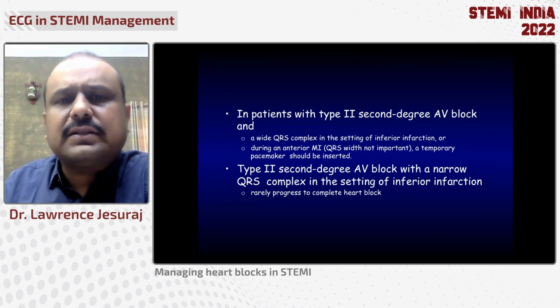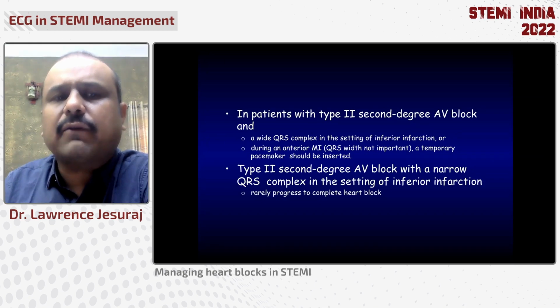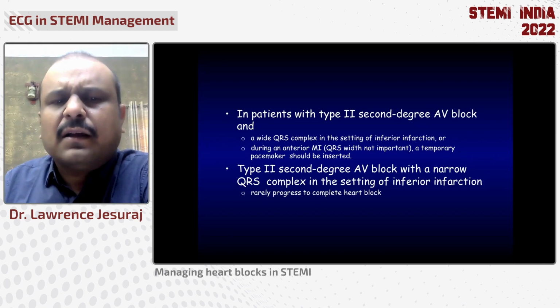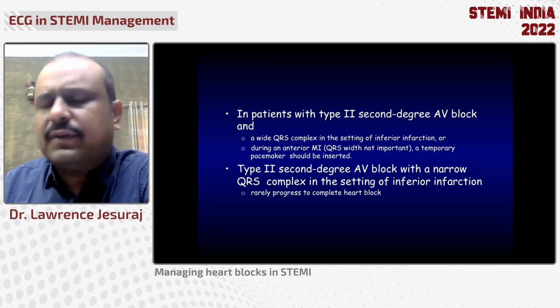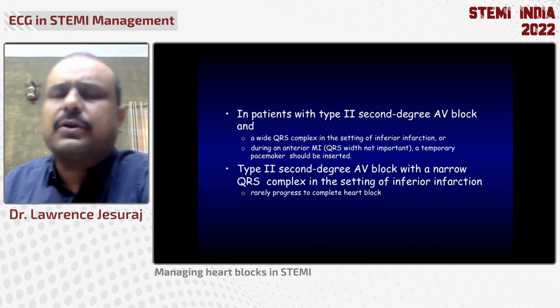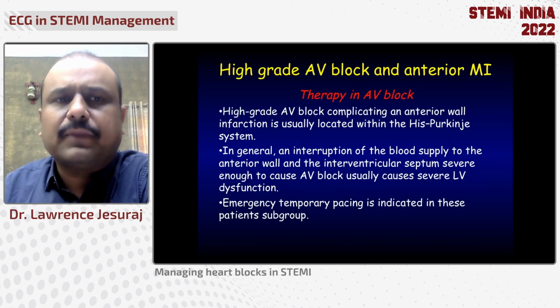The patients who have a type 2 second degree AV block and wide QRS in the setting of inferior wall infarction or during anterior wall MI, a temporary pacemaker may be required if the patient has a wider QRS. The patients with type 2 AV block with narrow QRS, particularly in the setting of inferior infarction, rarely progress to high-grade AV blocks, so they don't require anything, just watch them.